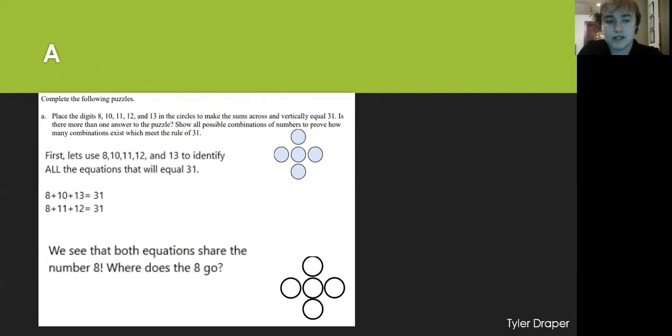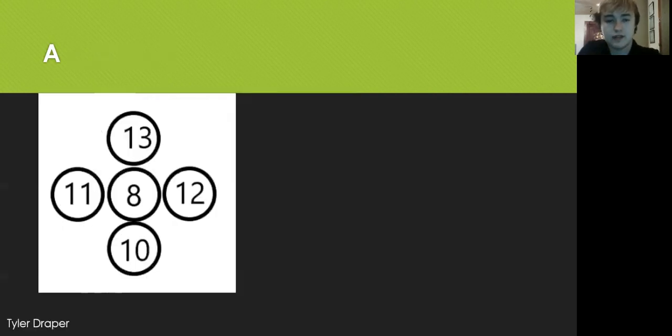We see that 8 is shared in both equations, right? So where does the 8 go on the graph? If they're both sharing the 8, where would the 8 go? That's right. 8 would go in the middle. See, we'll have our answer here. So we see that 13, the very top number, plus 8 plus 10 equals 31. So that checks on the rule of 31. And then 11 plus 8 plus 12, that checks on the rule of 31. And that should be the only combination that we find.